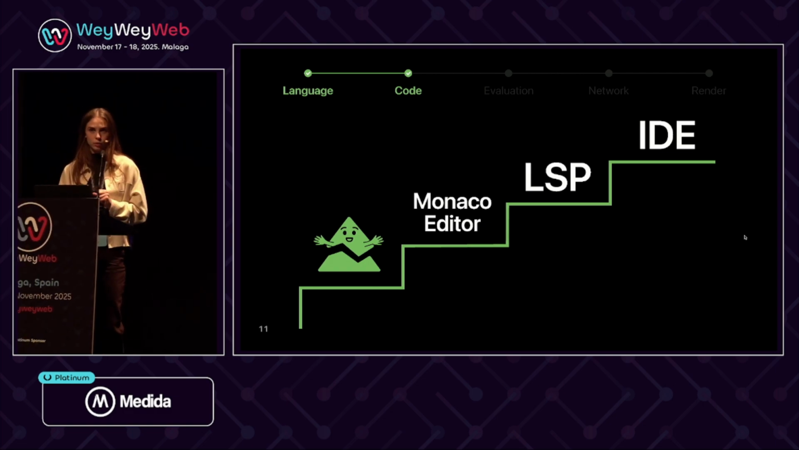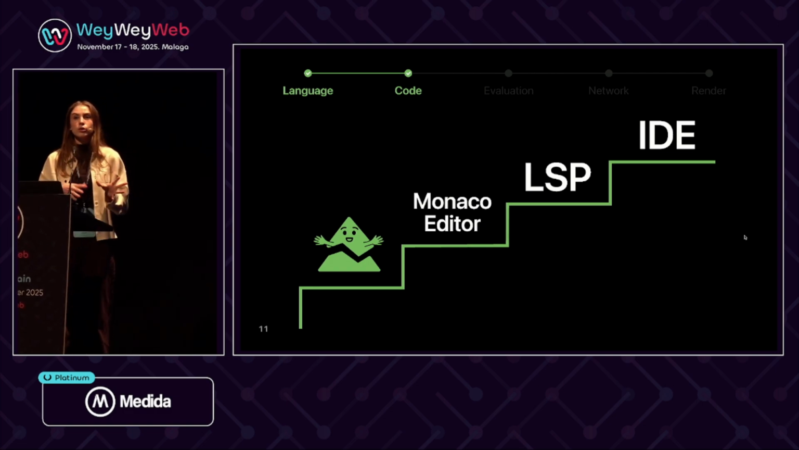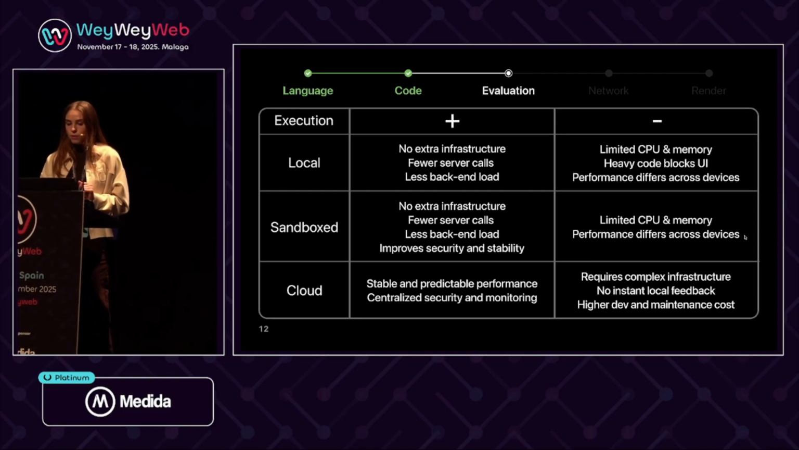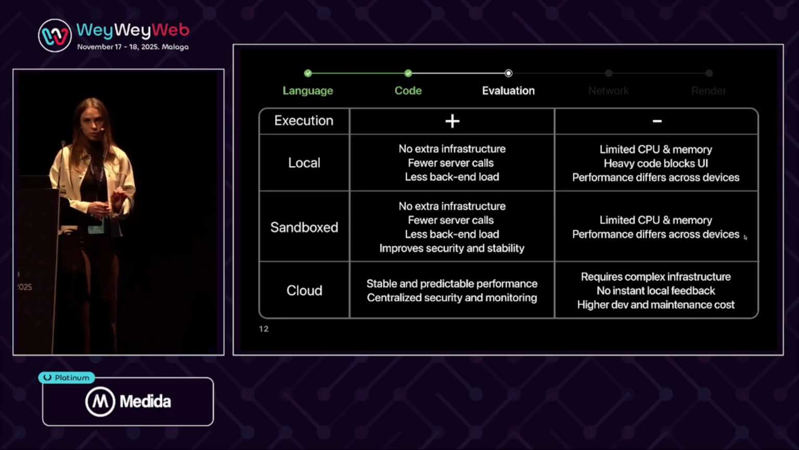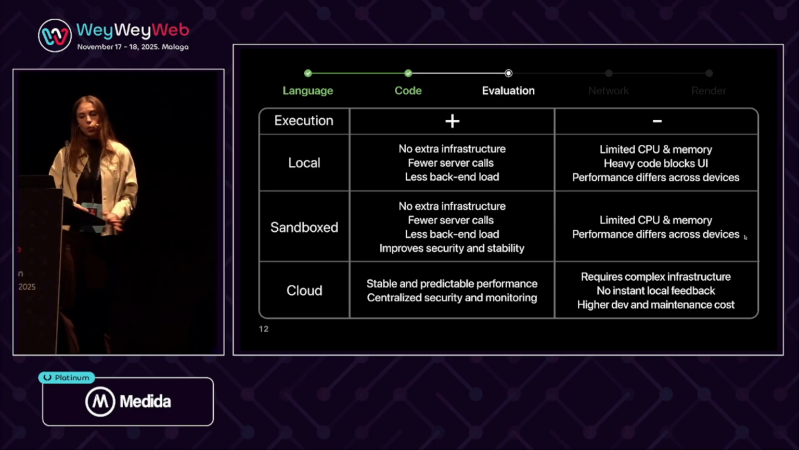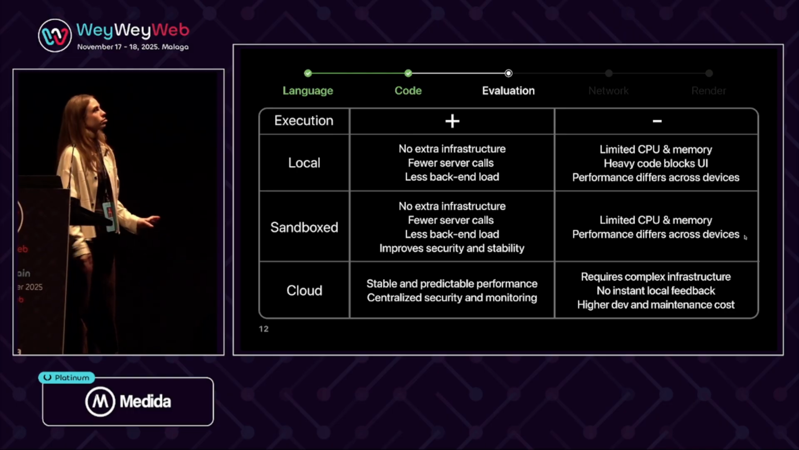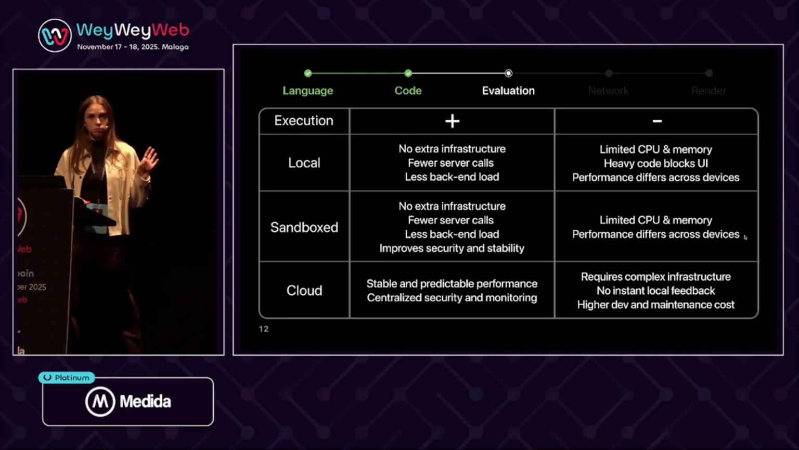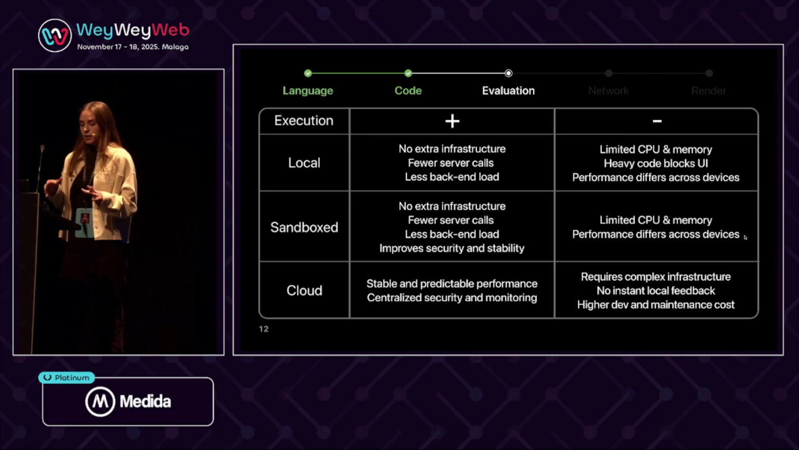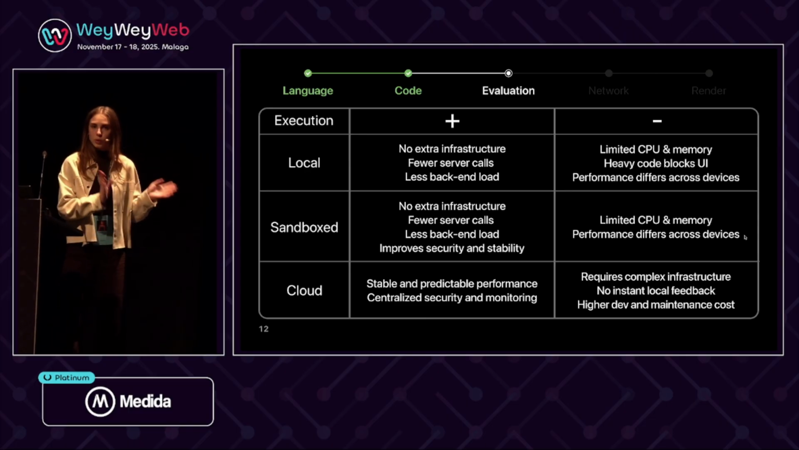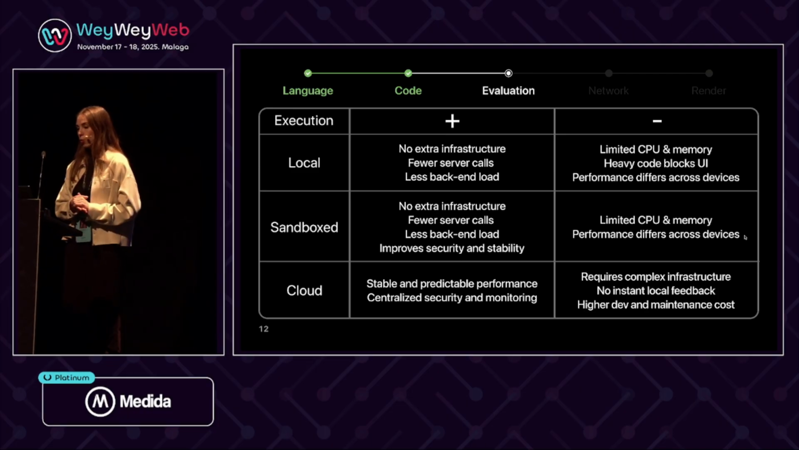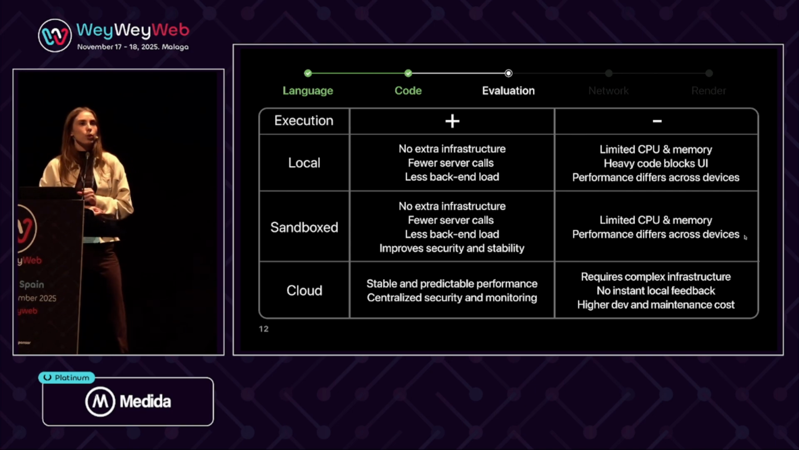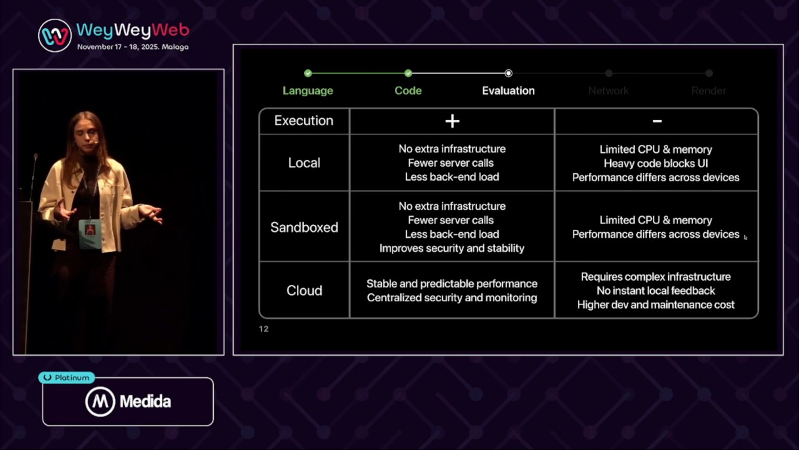But what about the language engine? Where should it be processed? We have three main approaches for this type of issue. We can execute our compiled code on the local machine. In this setup, we use the user's machine, so we don't need extra infrastructure. We will not have network delay.